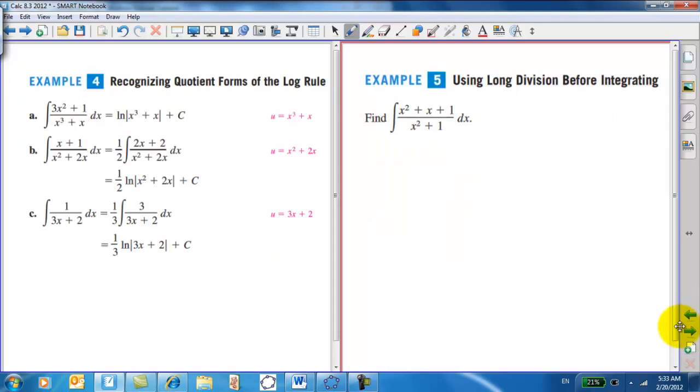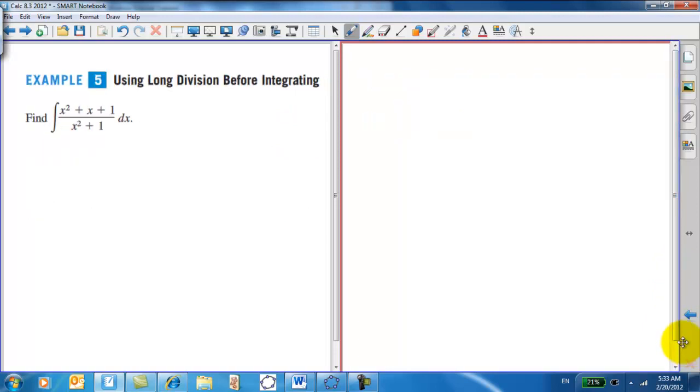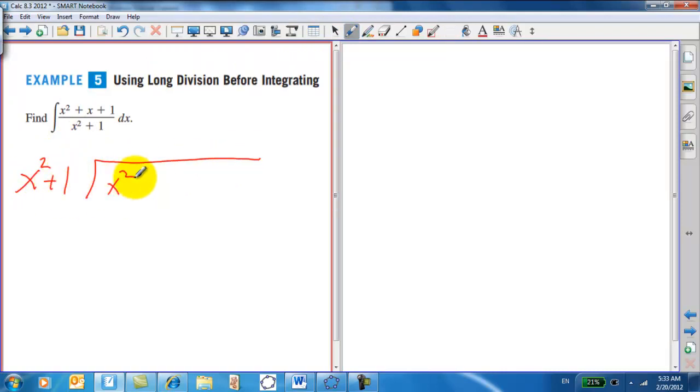So that's the technique. Now here's another trick using long division before integrating. So what we're going to do is first divide this out long division. Fortunately, we can't use synthetic because it's an x squared. But I think we still got those skills, right? x squared plus 1, put it into x squared plus x plus 1. So we can get x squared and x squared is 1.